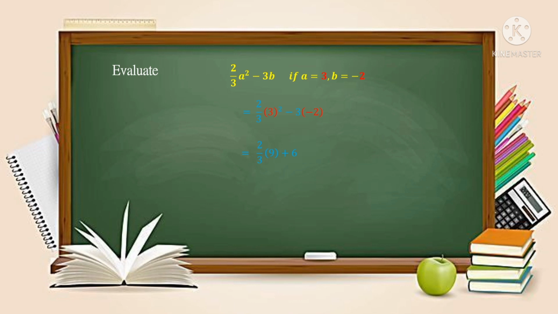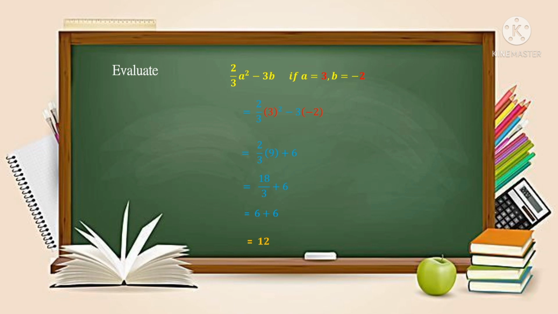Then simplify. 3 squared gives us an answer of positive 9. So 2/3 times positive 9, then negative 3 times negative 2, since they have the same sign, becomes positive 6. So 2 times 9 becomes 18 over 3 plus 6. Then 18 divided by 3 is equal to 6, plus the remaining 6. So you have to add it. 6 plus 6 becomes 12.